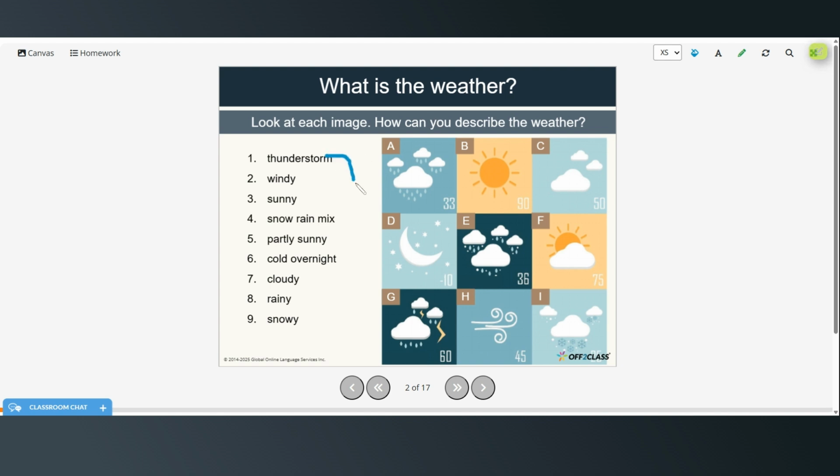Okay, so number one, thunderstorm. Go with letter G. Windy. Actually, that's going to get messy. Let me do it a different way. So thunderstorm would be G. Windy. Separate these to see. So number two, windy is letter H.